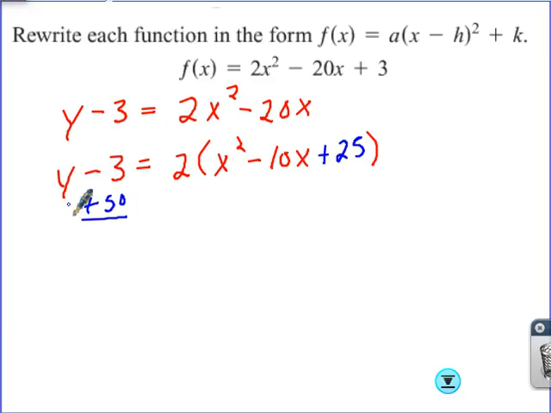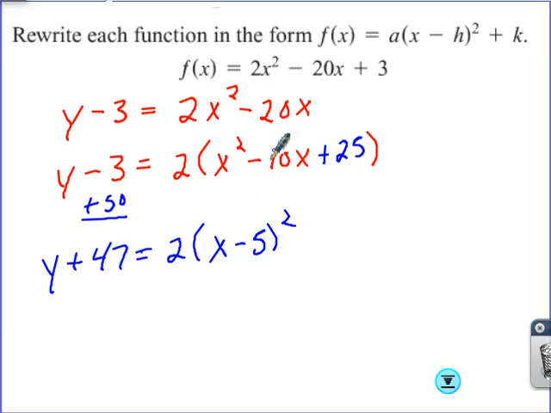So now let's combine like terms. -3 plus 50 is 47. Let's factor on the other side. Anytime you complete the square, your very next step is going to be to factor it. Have me factor that, Abby. X squared minus 10x plus 25 factors into x minus 5 squared. Always factors into half of that, right? Everybody understand? And then your last step, move the 47 back over. You're now in vertex form. So y equals 2 parentheses x minus 5 squared minus 47.